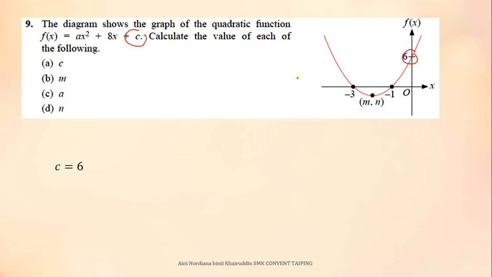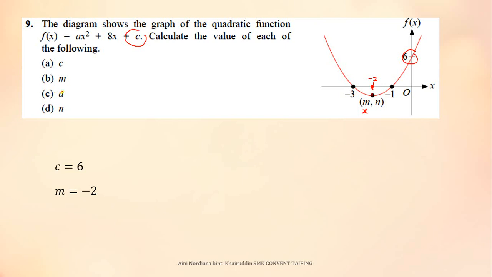And here is actually the value of x. So the value of x here is negative 2. The midpoint of negative 3 and negative 1 is negative 2. So m equals negative 2.